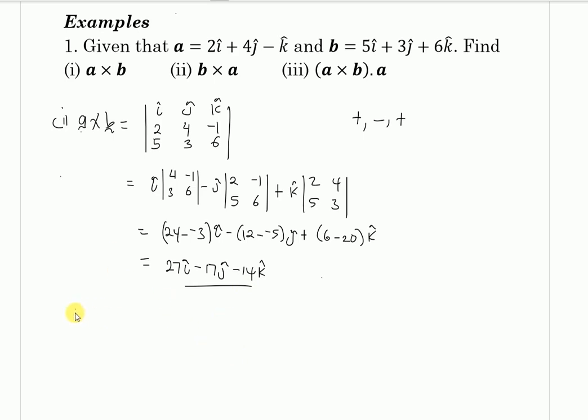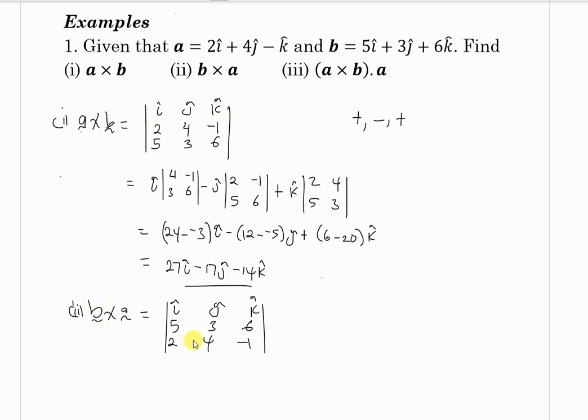The second one is B cross A. So we have I, J, and K. Then B is 5, 3, 6, and for A we have 2, 4, -1. The order is very, very important. Like here, A is first, so you have A up.